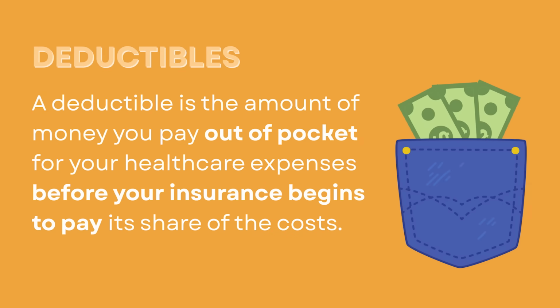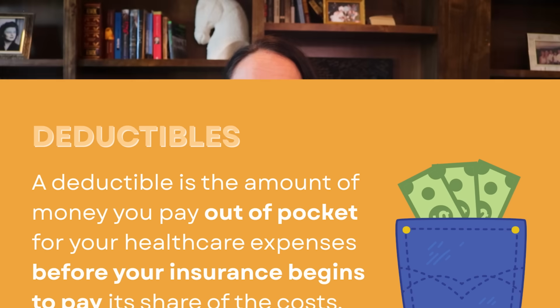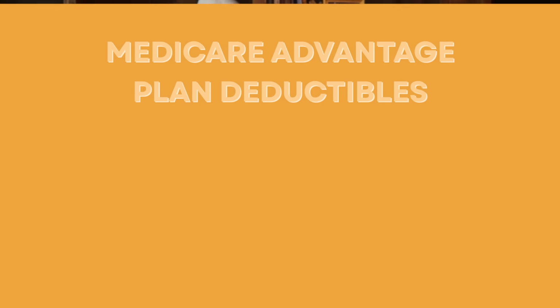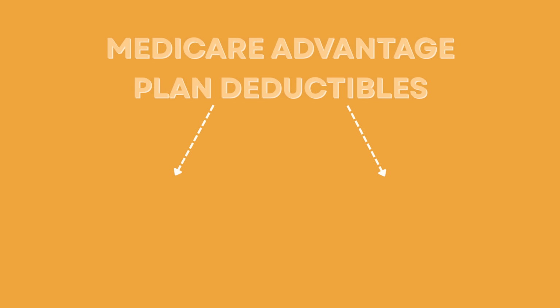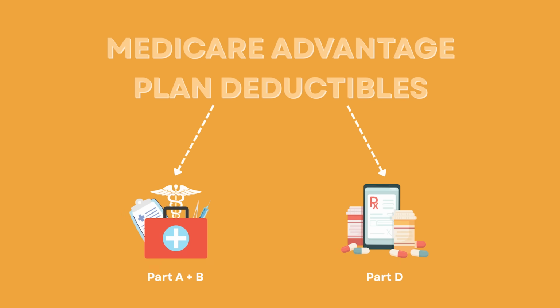A deductible is the amount of money you pay out of pocket for your healthcare expenses before your insurance begins to pay its share of the costs. In the world of Medicare, each part has its own deductible. Parts A, B, and D all have separate deductibles. But when you join a Medicare Advantage plan, you're getting your parts A, B, and usually D through the insurance company all rolled up together.